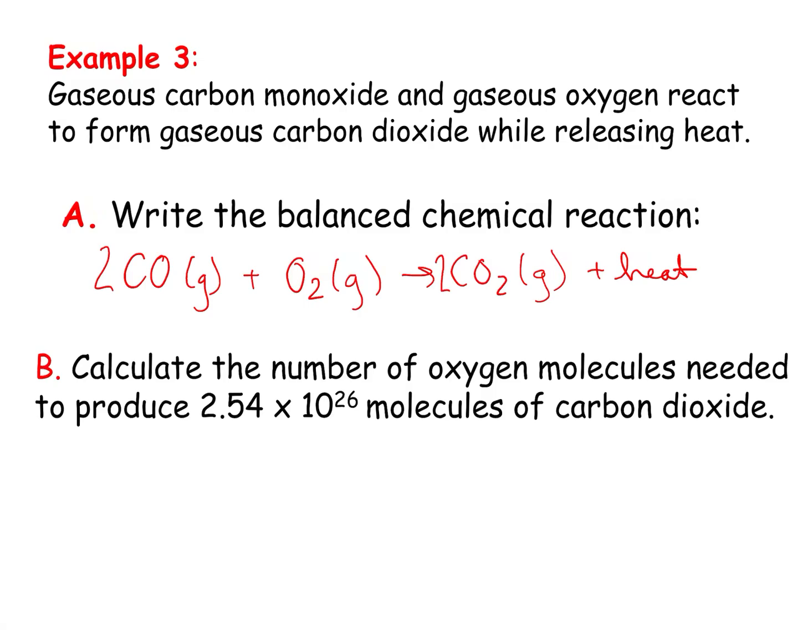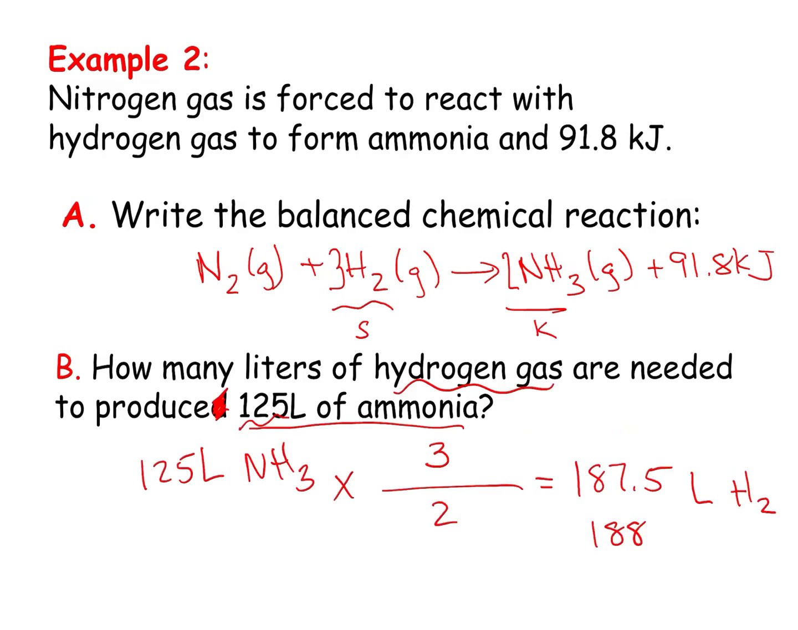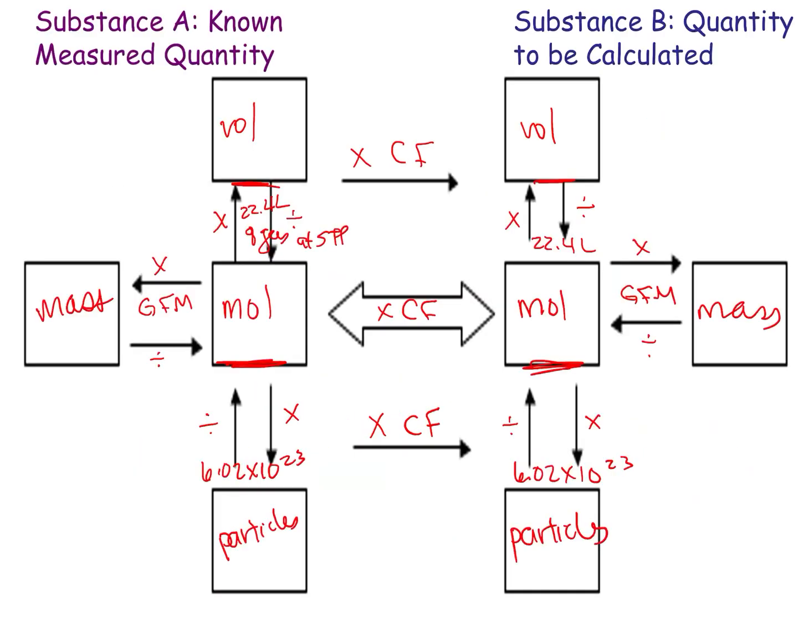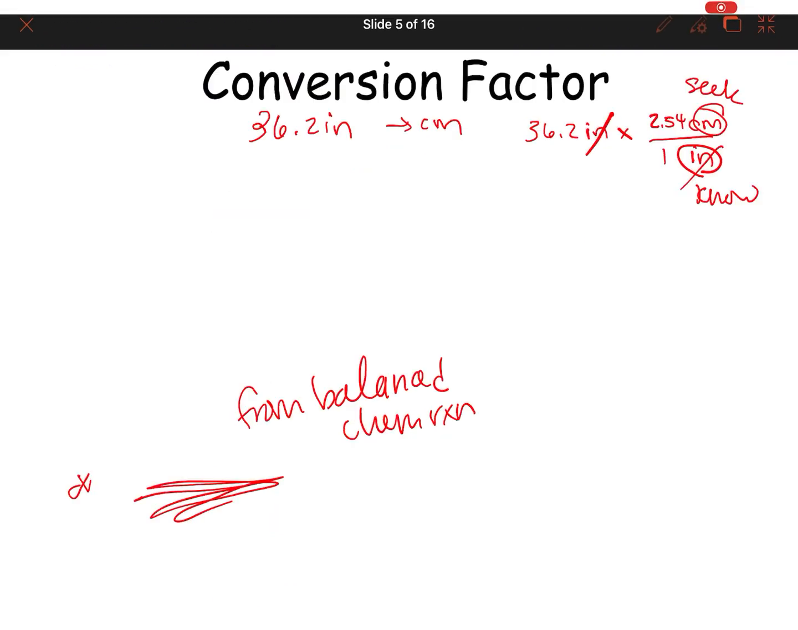Calculate the number of oxygen molecules needed to produce 2.54 times 10 to the 26 molecules of carbon dioxide. So I am looking for oxygen, so that is what I seek. And I know carbon dioxide, because I was given a specific quantity. So this is my know. If you go back to your mole map, you see that going from particles to particles, you're just going to multiply by a conversion factor.